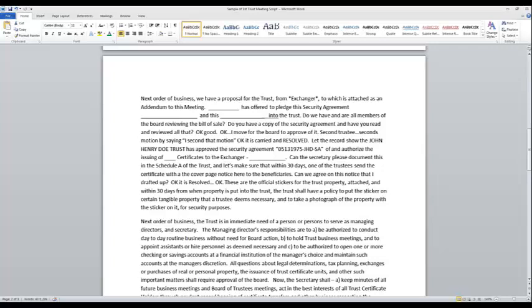Are all members of the board reviewing the bill? Okay, so it's just the two of you. So you're looking at that bill of sale. You got a copy of the security agreement. You read and reviewed that. Good. So just have both people look at it and approve it, okay? Or I motion for the board, the formal way to say it is I motion for the board, to review and approve this. Okay, I approve it, I second it. Okay, we carry it, and it's resolved that this exchange is approved.